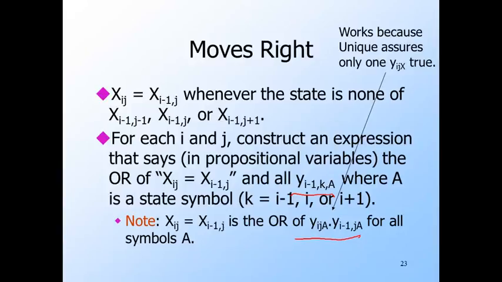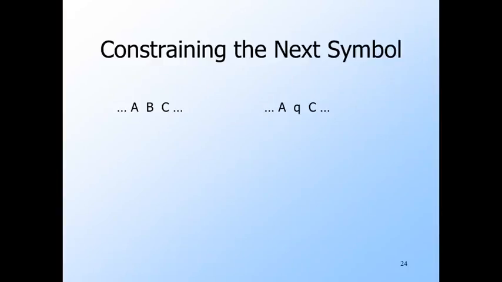To write the expression for moves right, we need to consider both the easy case, where a position holds a tape symbol, and so do its neighbors to the left and right, and the hard case, where the state is nearby. In the easy case, there is no doubt that the symbol in position j of the ith ID is the same as the jth symbol of the i minus first ID.